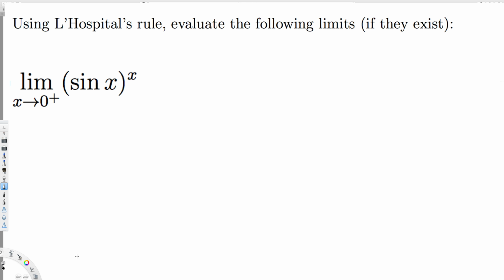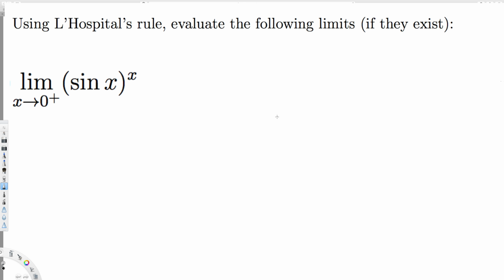Since they are asking for L'Hopital's rule, the basic thing about it is that it's only usable when we have an indeterminate form. So in this case, let's directly apply 0 and see what happens. Sine 0 is 0, and 0 power 0, what is that? We don't know what it is.